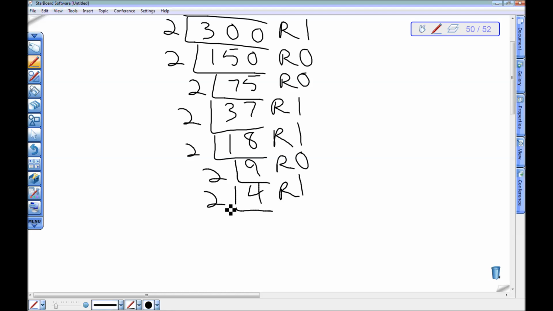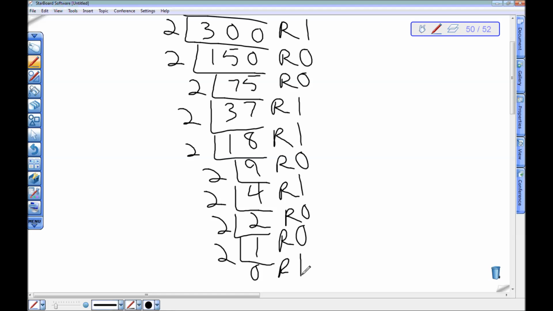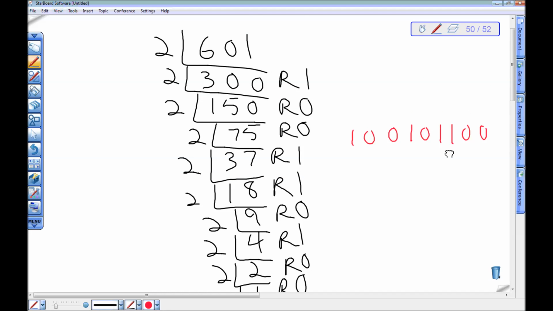4 divided by 2 is 2, remainder 0. 2 divided by 2 is 1, remainder 0. And finally, 1 divided by 2 is 0, remainder 1. So starting at the bottom here, this number is 1, 0, 0, 1, 0, 1, 1, 0, 0, 1, base 2.